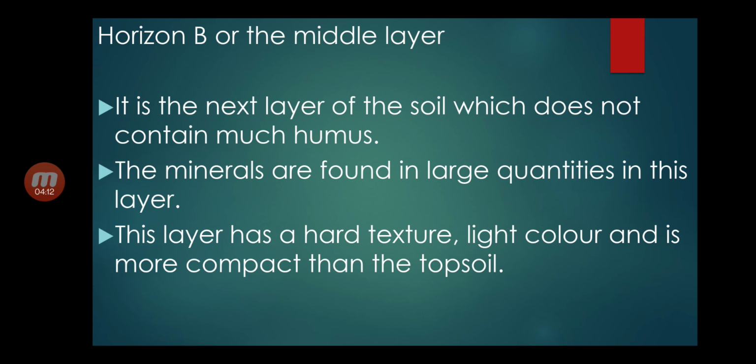Horizon B, or the middle layer. It is the next layer of the soil which does not contain much humus. The minerals are found in large quantities in this layer. This layer has a hard texture, light color and is more compact than the topsoil.